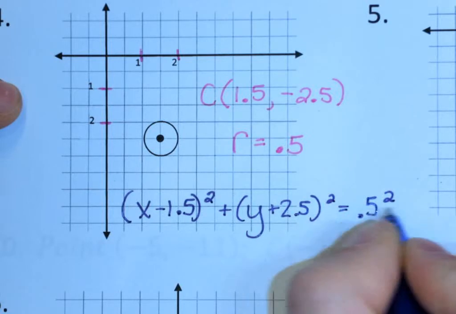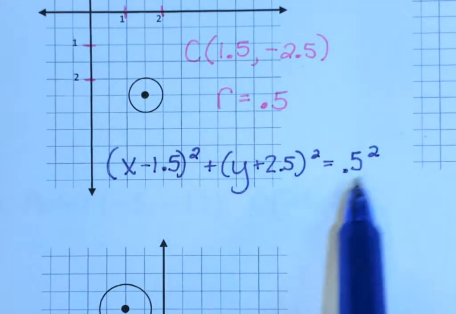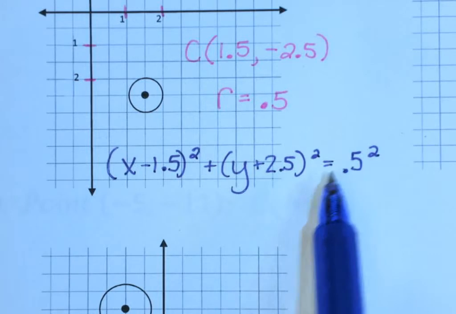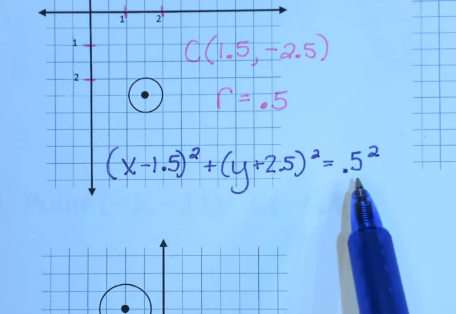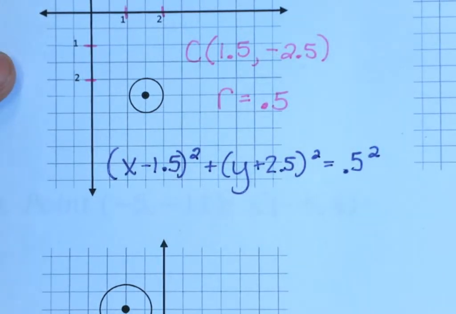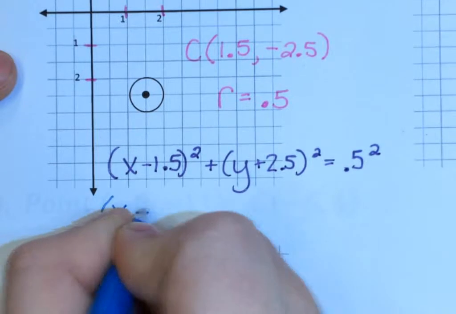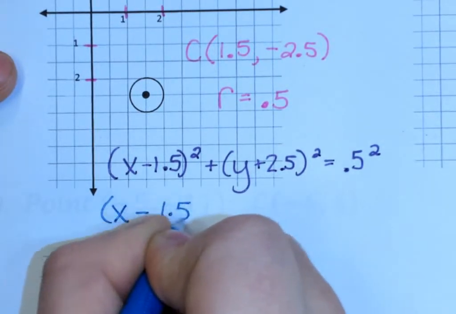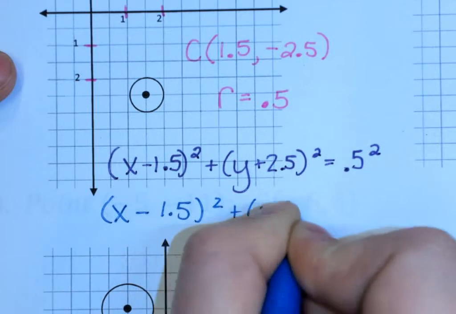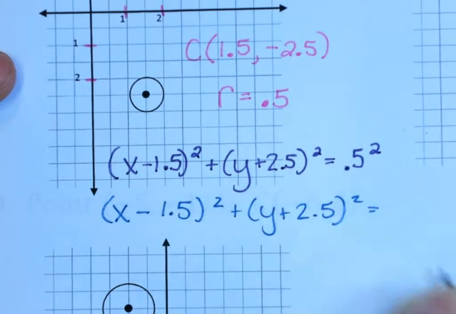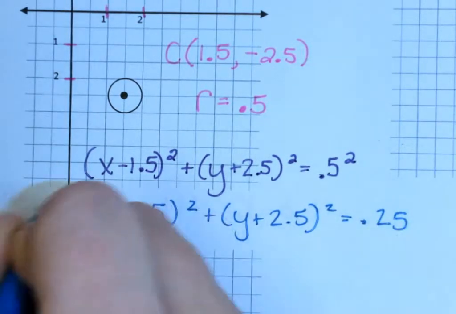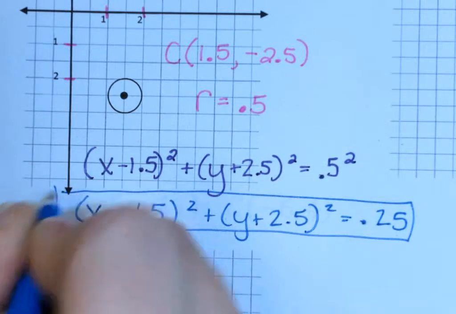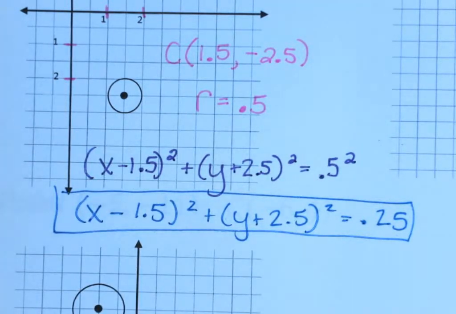R squared. I do not want you to leave it in this form, though. I do want you to actually square it out, because you don't give me an answer where you're telling me to do math. Okay, to get it in standard form, it's just going to be x minus 1.5 squared plus y plus 2.5 squared equals what? 0.25. Okay?